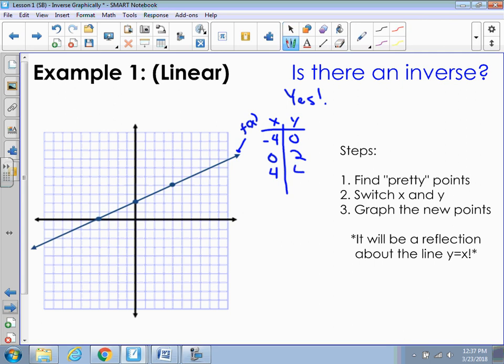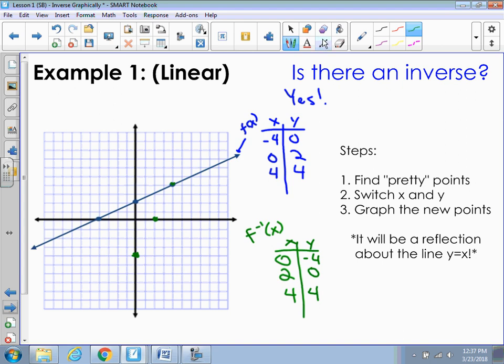So to get our inverse, that's going to be called f to the negative 1 of x, we just switch our x's and y's. So we have 0, negative 4, 2, 0, and 4, 4. So those are our coordinate points. So now I'm going to graph that function. So 0, negative 4, 1, 2, 3, 4. There's a point. 2, 0 is another point, and another point is that 4, 4.